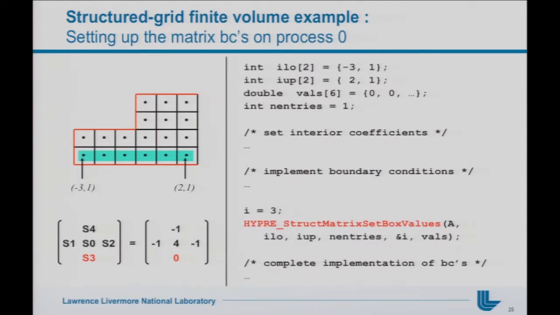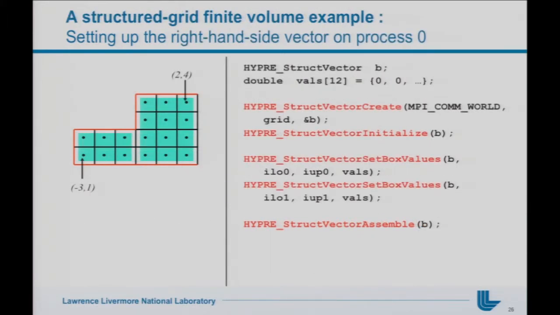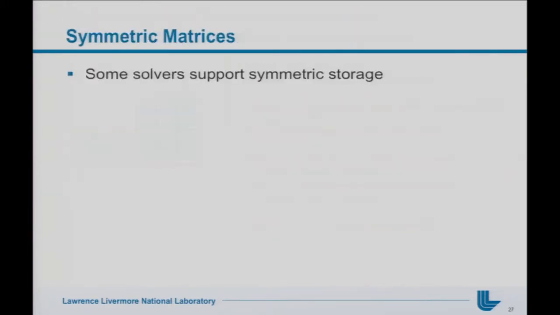To do the boundary condition, for example, you still make set box values calls along the actual physical boundary. And for the case of Dirichlet boundary conditions, you will tell it the south coefficient is 0, for example. Okay? For the vector, the calls are similar. You have a create and initialize, set box values again, and an assemble. The only difference is you don't have any stencils to worry about here. You're just setting vector values.